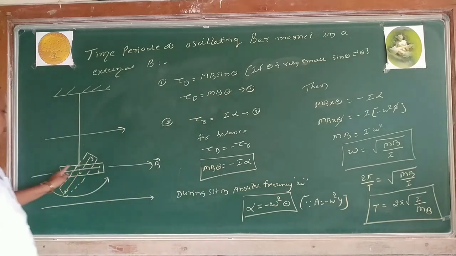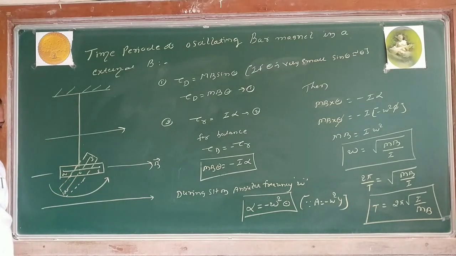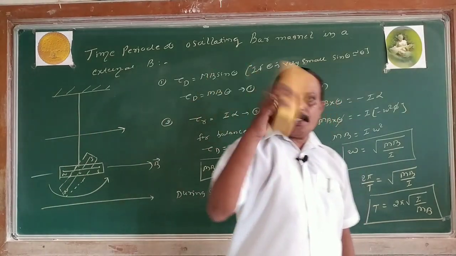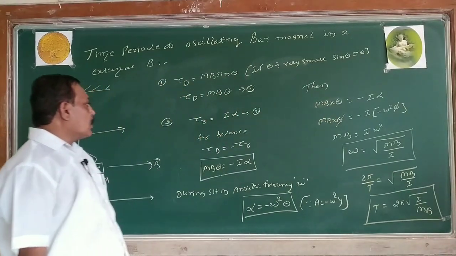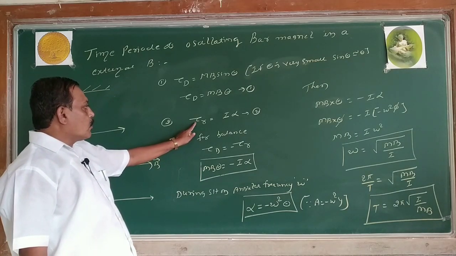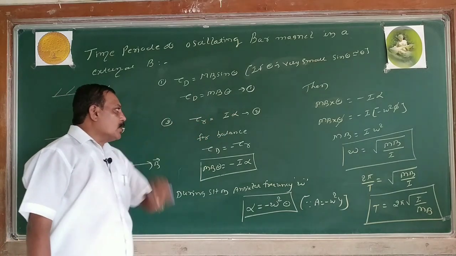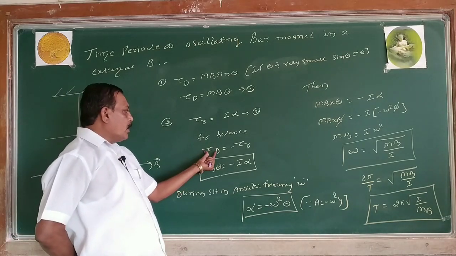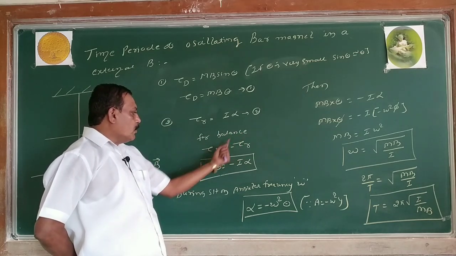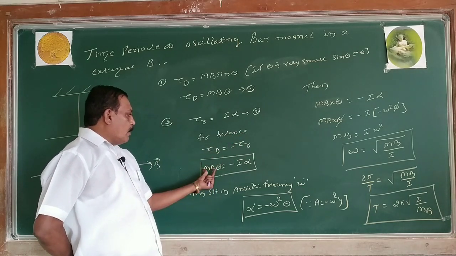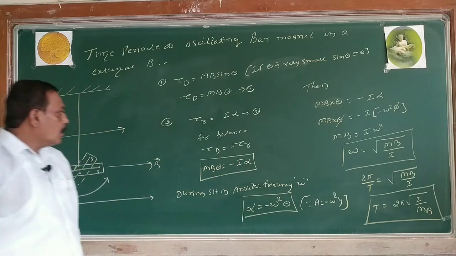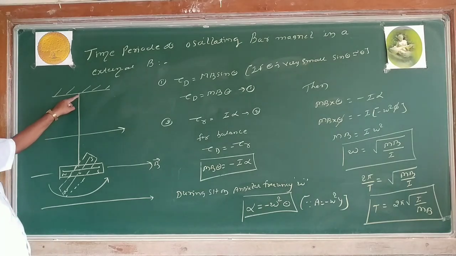Due to rotation of the magnet, a twist is created in the suspension. When the twist is released, it rotates in the opposite direction, and that torque is called restoring torque. Restoring torque equals I into alpha, where alpha is the angular acceleration and I is the moment of inertia. For balance, the clockwise moment equals the anti-clockwise moment. Both are equal in magnitude but opposite in direction. So mb into theta equals minus I into alpha. It oscillates again and again from the fixed point.